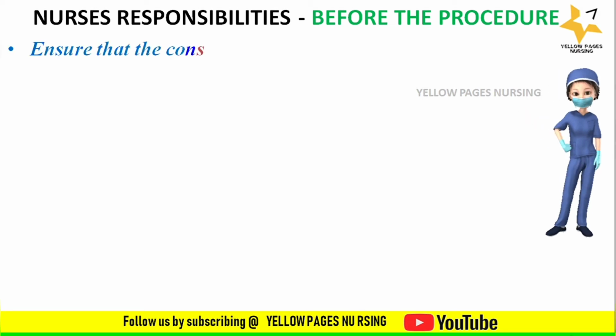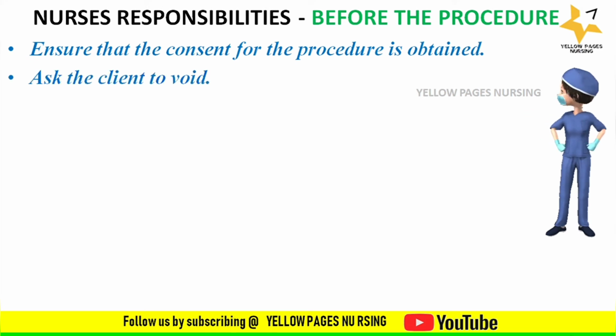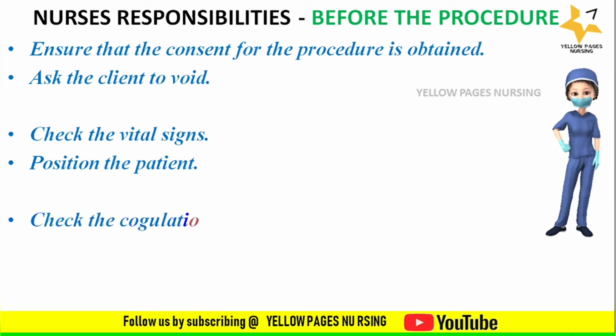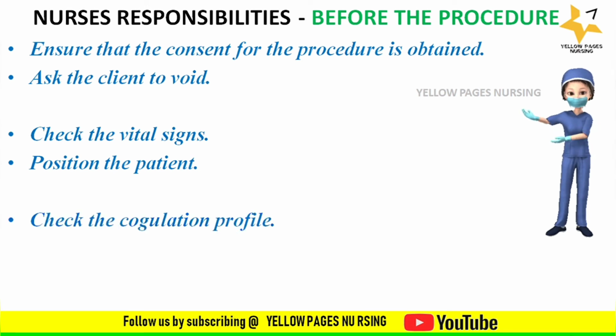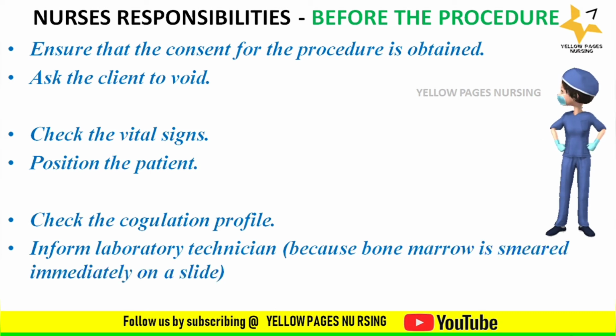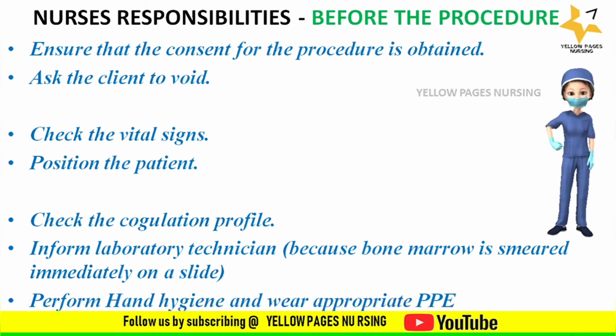First is before the procedure. Ensure that the consent for the procedure is obtained. Ask the client to void before the procedure. Check the vital signs and record the same. Position the patient as discussed before. Check the coagulation profile of the patient. Inform the laboratory technician because bone marrow is smeared immediately on a slide. Perform hand hygiene and wear appropriate personal protective equipment.